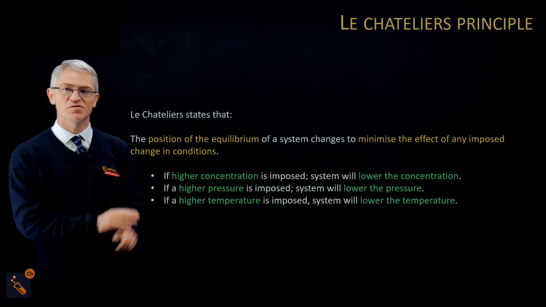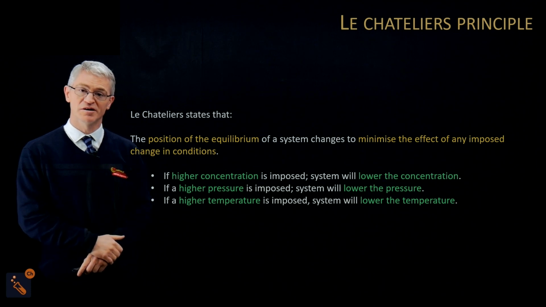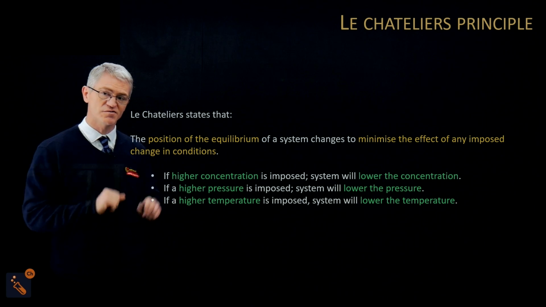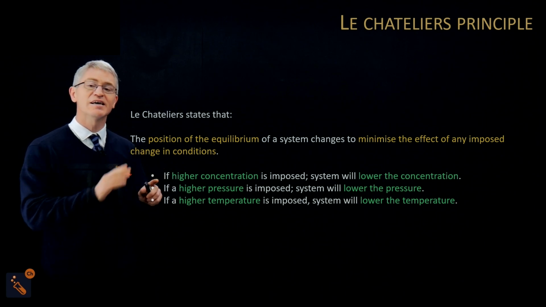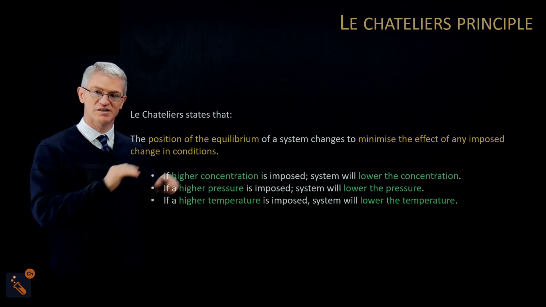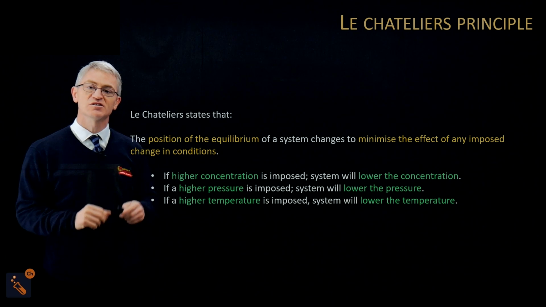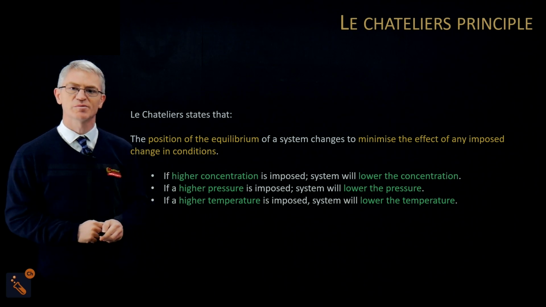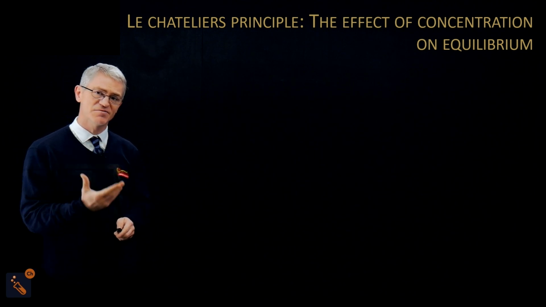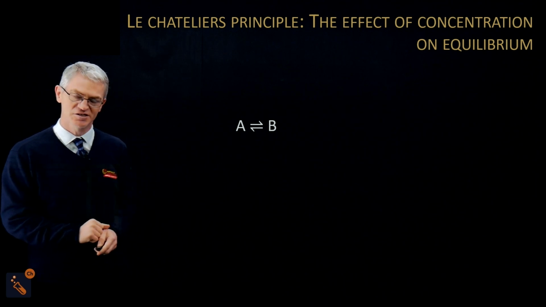Now, if we go for a higher temperature, the system will lower the temperature. That doesn't mean it'll bring it back to its original levels, just lower it from where you've brought it to. And again, with all of these, it won't bring it back to its original levels, it will just lower it from where it was in the first place. And the equilibrium will either go to the right or the left to make this happen. And we'll talk about examples of this now. So the first one is the effect of concentration on equilibrium. And the best way to think about it is just in a simple 1-to-1 ratio.